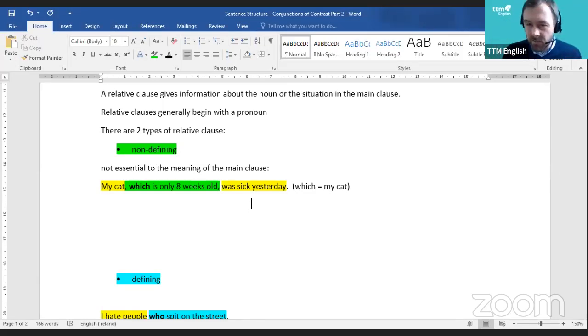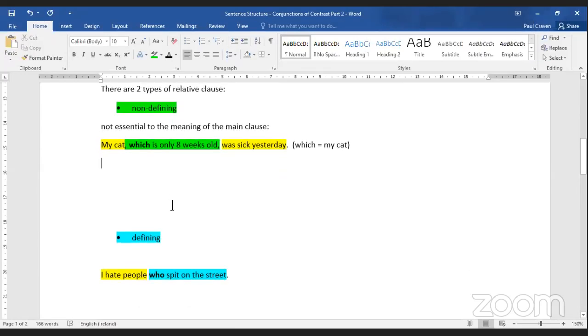But there's something else. If you were a detective, a grammar detective, there's another way that you can identify that this is a non-defining relative clause. What is it? If you remove that clause, your sentence will still make sense. It will still make sense.